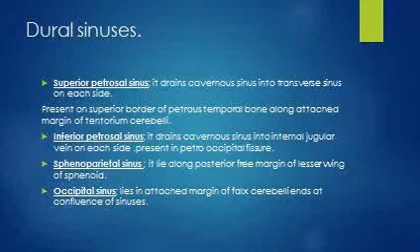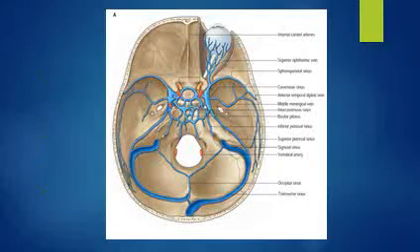Next is sphenoparietal sinus. It lies along the posterior free margin of lesser wing of sphenoid on each side, and it drains into cavernous sinus. And occipital sinus lies in the attached margin of falx cerebelli and ends at confluence of sinuses at internal occipital protuberance.